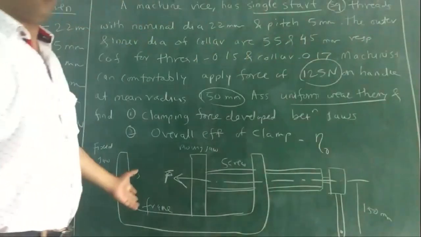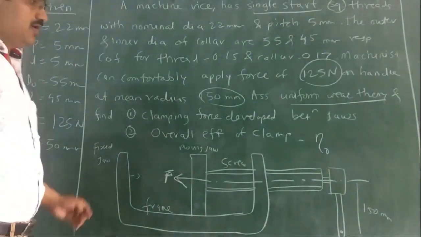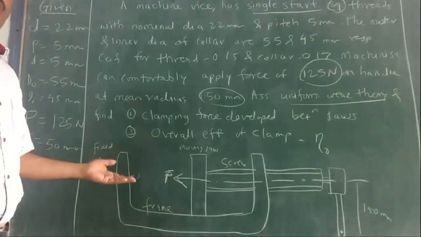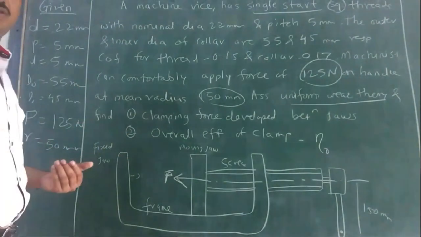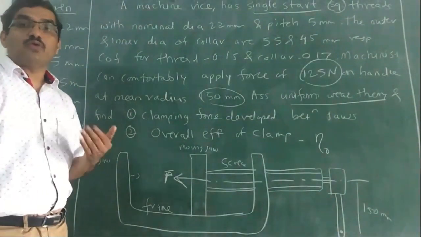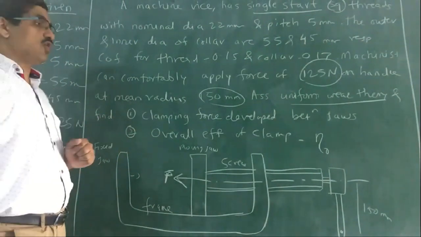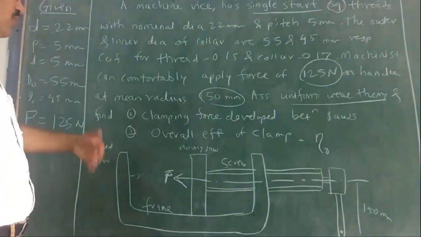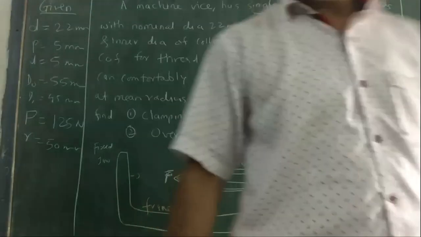Overall efficiency we have seen in the lecture is W L upon 2 pi T. It is load into distance. Load is moved by how much distance? For that we will take one rotation of the screw. So load into distance, W into L, is the output, and upon 2 pi torque, which is your input. So output upon input will give you the overall efficiency. Right. So we will now try to solve this problem with this.